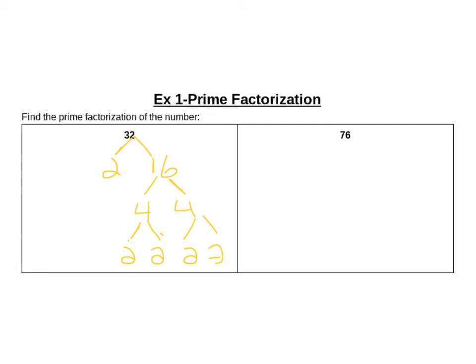So when we look at this example here, we've pretty much got down to all prime factors. The only thing we have left to do is rewrite these listed out, so we could say 2 times 2 times 2 times 2 times 2. And a lot of times what we're going to do with that, for our prime factorization, is use what we know about exponents, so that is 2 to the 5th.